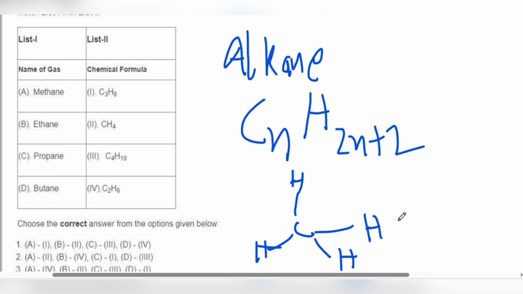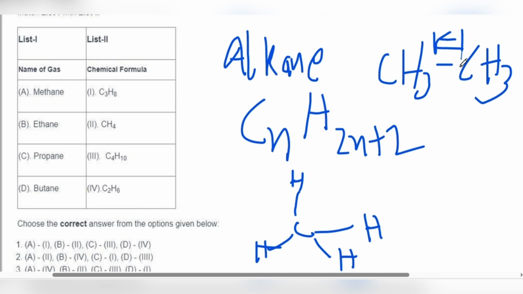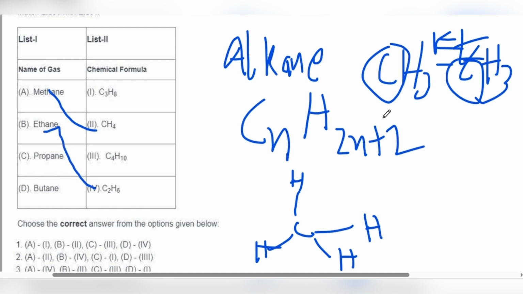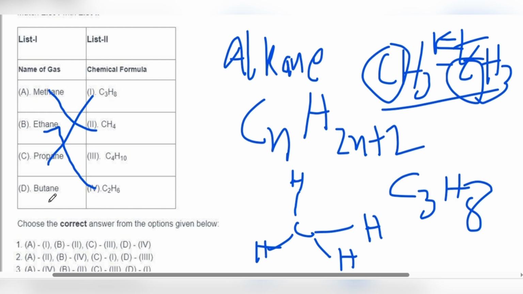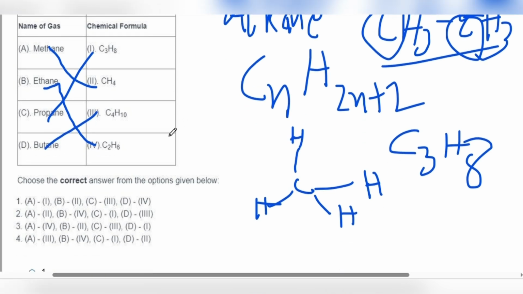When talking about ethane, we know it is CH3-CH3. That is ethane because there are 2 carbons. So methane will be CH4, ethane will be C2H6 as you can see here, and propane will be C3H8. So propane goes here and butane is 4 carbon, that is C4H10. So the answer is option 2. A2, B4, C1 and D3.